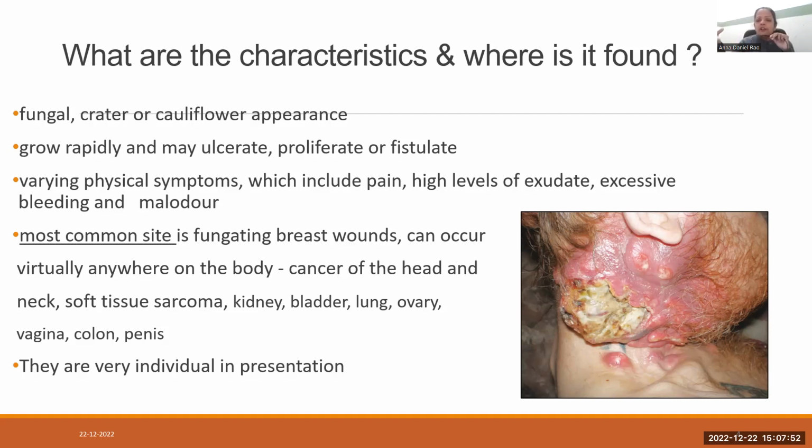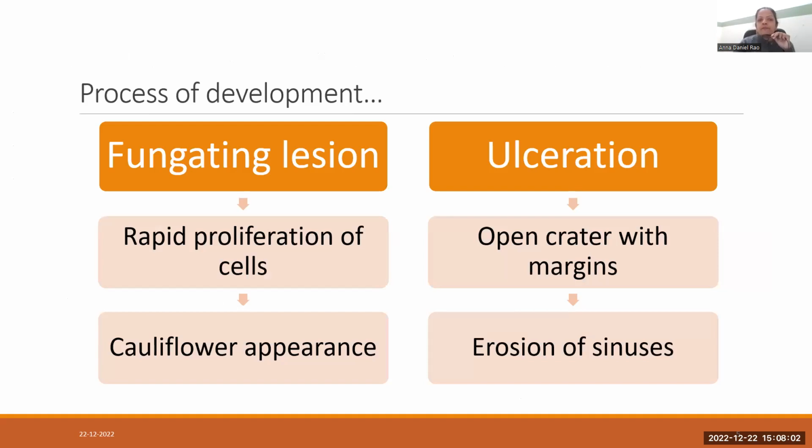Okay, it will not be the same, or the speed of spreading or developing it may be different from one patient to another patient. Okay, so what is the process of development? So fungating lesions, because of that, there will be rapid proliferation of cells.